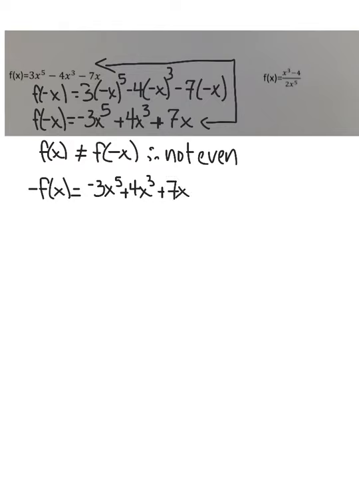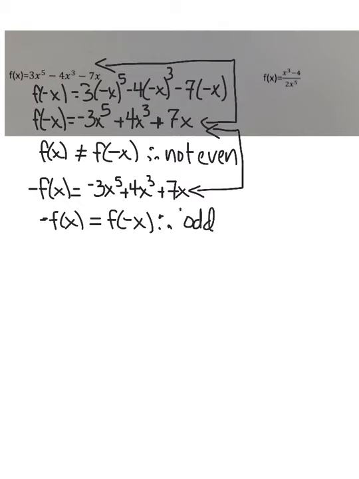Now remember the odd rule, you group together the f of negative x and the negative f of x. Let's look at those two. Do you see that those are the same? Now again, I can't fit the sentence, so I'm going to write it underneath. So negative f of x does equal f of negative x. So therefore, odd. And that would be your answer for that one.